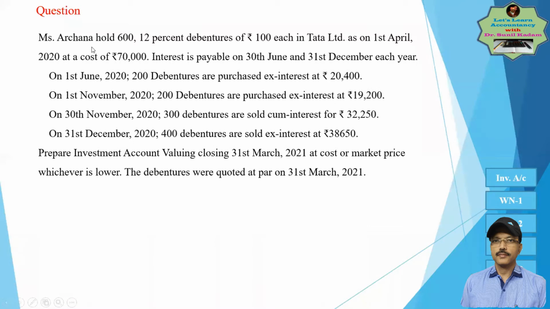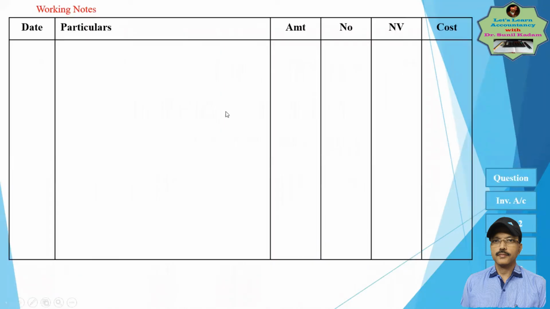First, we have to record the opening balance. Ms. Archana holds 600 12% debentures of rupees 100 each. So 600 into 100 is 60,000 of Tata Limited on 1st April, and the cost is 70,000. So 70,000 is what she has spent for acquiring it. So let's record that opening balance in a working note first and then in the investment account, because we need to work out interest on it.